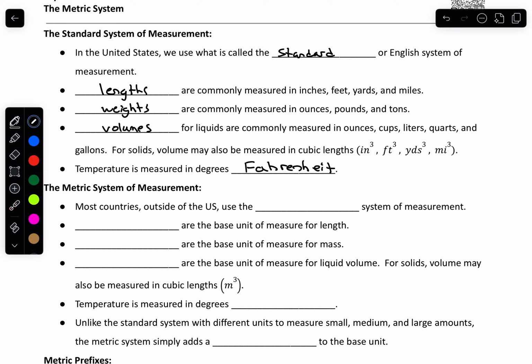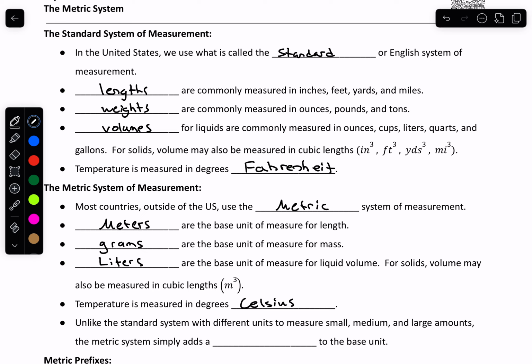Most countries outside of the US use the metric system of measurement, where meters are the base measure for length, grams are the base measure for mass, and liters are the base measure for liquid volume. For solids, volume may also be measured in cubic lengths, such as meters cubed. But generally speaking, the metric system uses meters, grams, and liters. So now temperature, we probably already know. We use Fahrenheit, but the metric system uses Celsius.